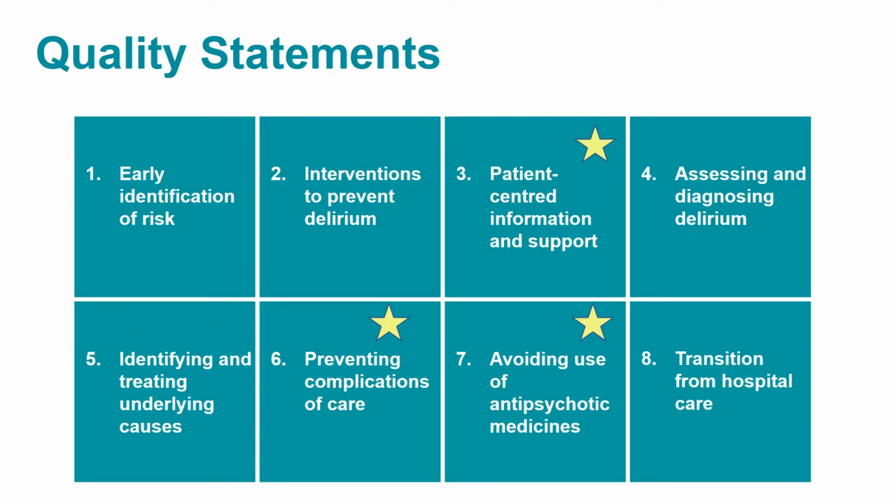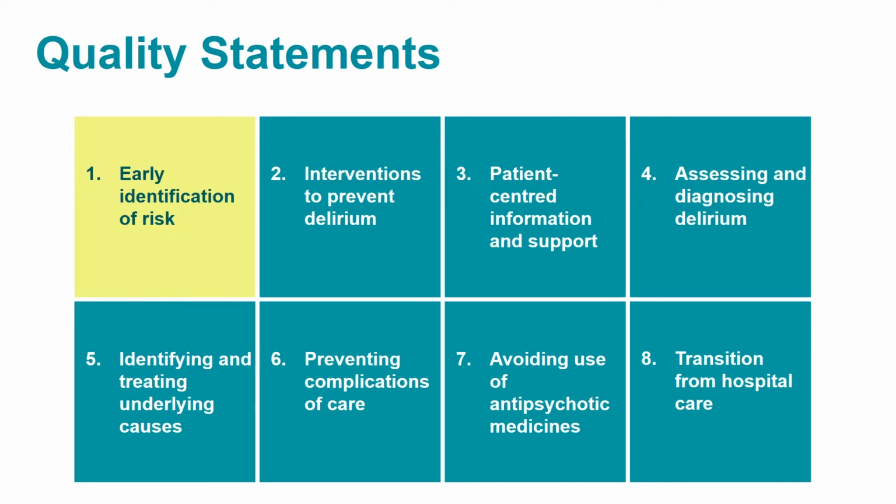So what's changed? The main changes have been, firstly, adding Quality Statement 3, which is around patient-centred information and support. Statement 6, preventing complications of care, is an expansion on the original one. And Quality Statement 7, around antipsychotic use, has been updated and strengthened.